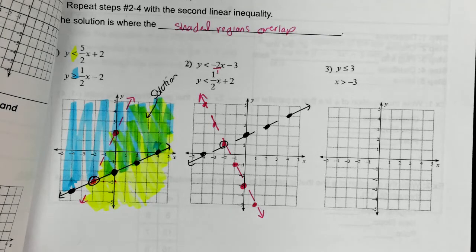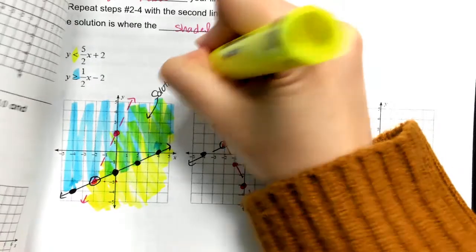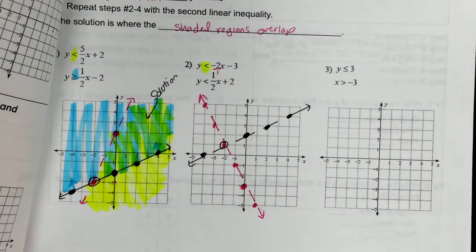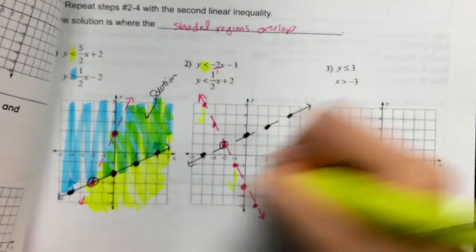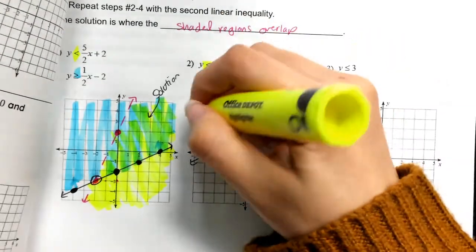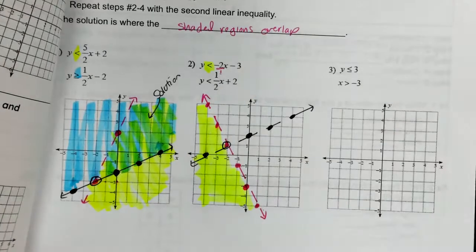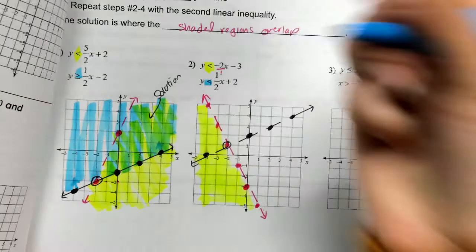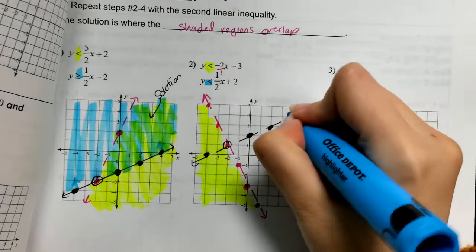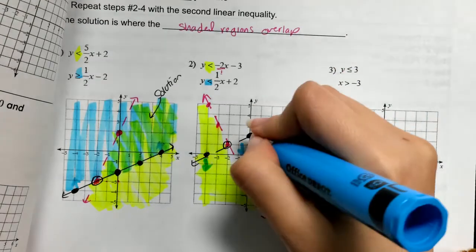Now I can start my shading. My first line is less than, which means I'm going to shade below. That was my pink line. So below my pink line is all this region here. Your shading doesn't have to be perfect, just make sure you can tell what region is below. Similarly for the second one, it's also less than, which means underneath my black line, I'm going to shade below.